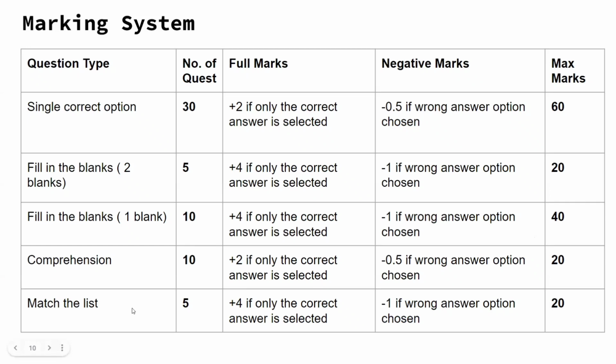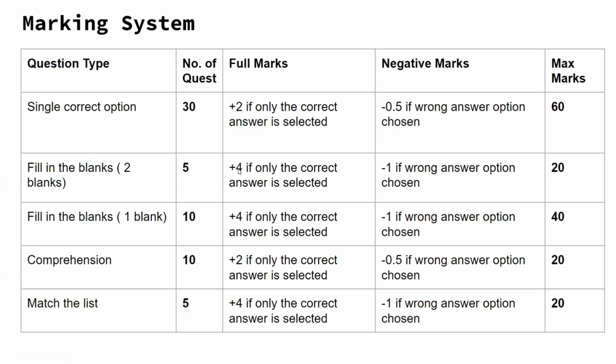Coming to match the following, there are also 5 questions. This is the easiest one, match the following, and you should try to score the complete 20 marks in match the following without making any mistakes, because one question carries 4 marks. So only the MCQs with a single correct answer have the lowest marks of 2 marks, and comprehension. They have 2 marks.